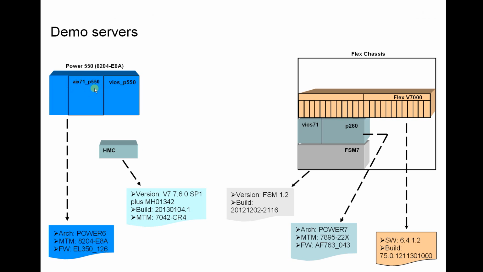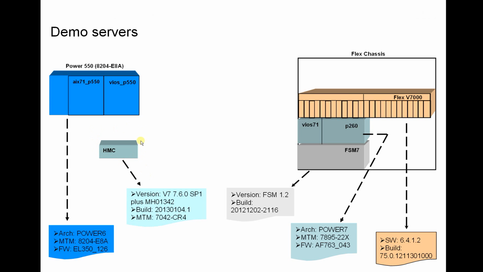The LPAR to be moved is an LPAR called AIX71_P550, and again, of course, that's on the Power 550 side. The 550 actually does have 3 other partitions on it as well. In addition to the VIOS, I will just be moving 1. The other 3 were there so that I could test out multiples at the same time, which did work.